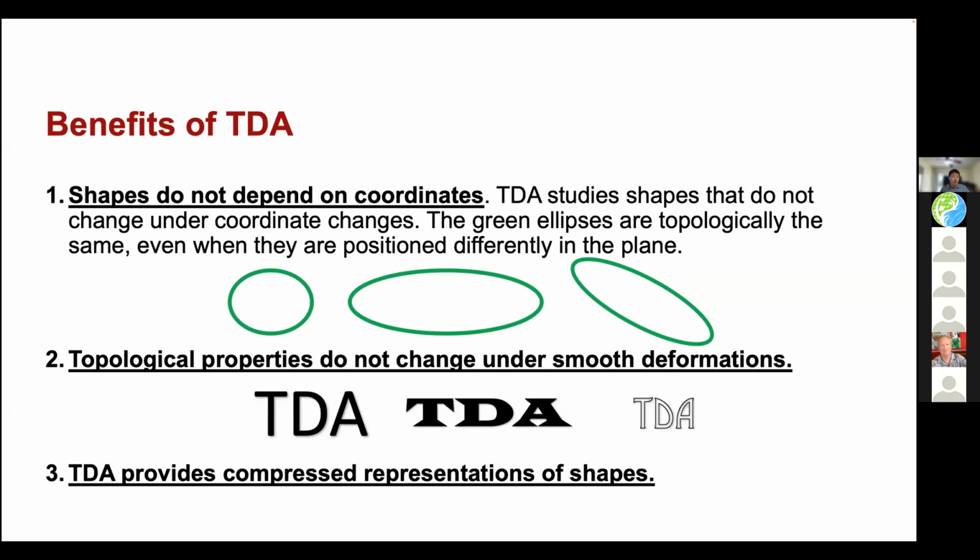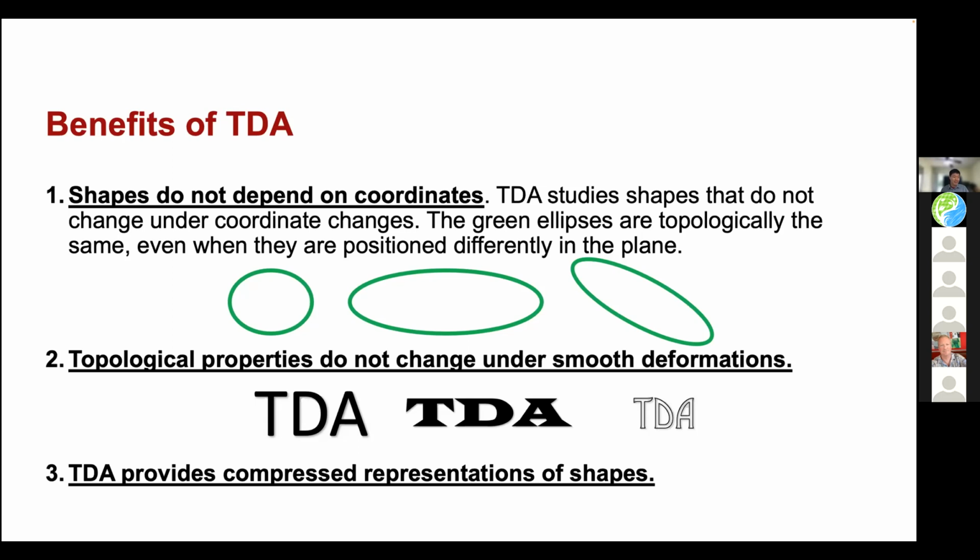And we all know that topological properties don't change under smooth deformations. One good example is these same letters, TDA, written in different fonts. And these are all topologically the same as well, as I already mentioned in the previous slides. So this is really important in earth science applications.